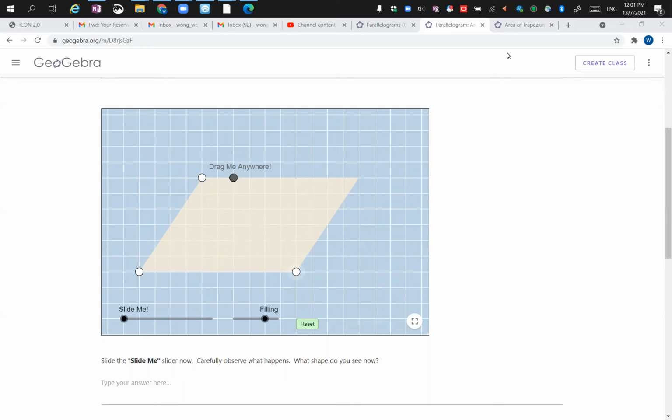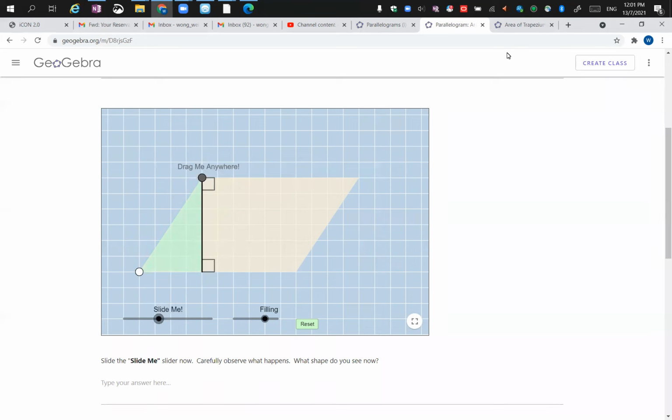So here we have a parallelogram. You can adjust the size of the parallelogram. You can drag this point that indicates how you want to separate the parallelogram. So we drop a perpendicular line down, and we end up with two parts. Depending on where you place this dot, you end up dividing it into two parts.